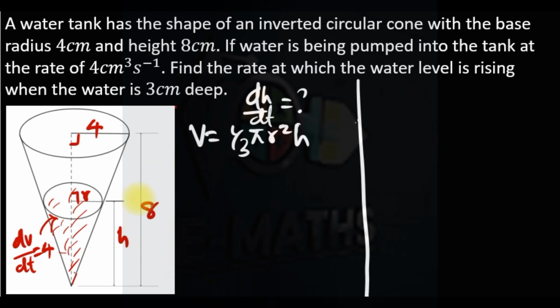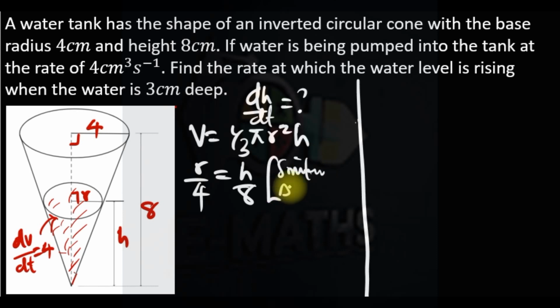And since we are asked to find dh over dt, we have to write r in terms of h. From this triangle, by the similar triangle theorem, r over 4 is equal to h over 8. Making r the subject of the formula, r is h over 2.